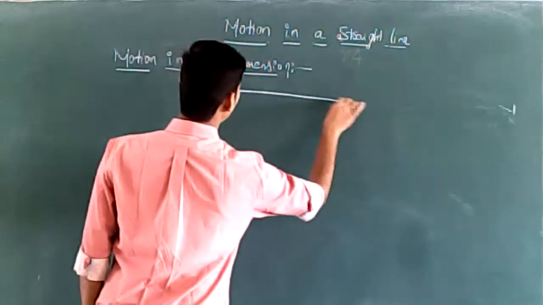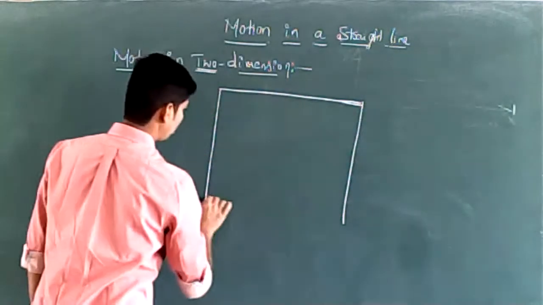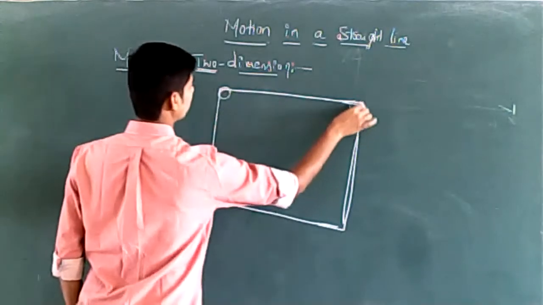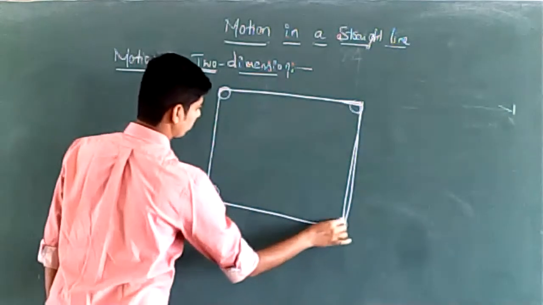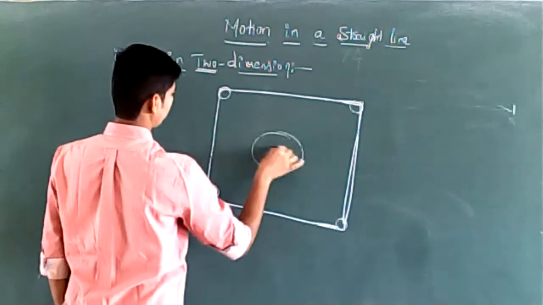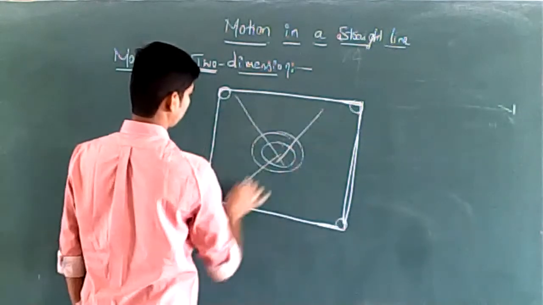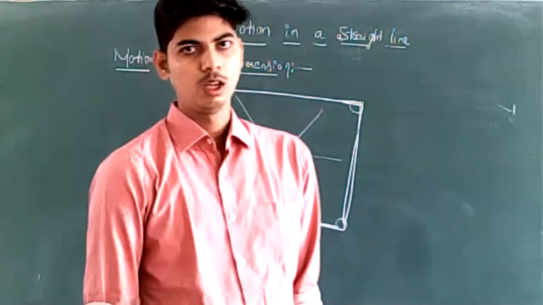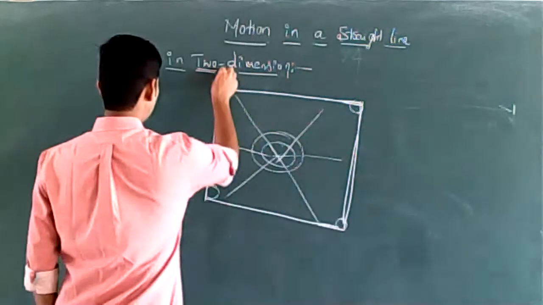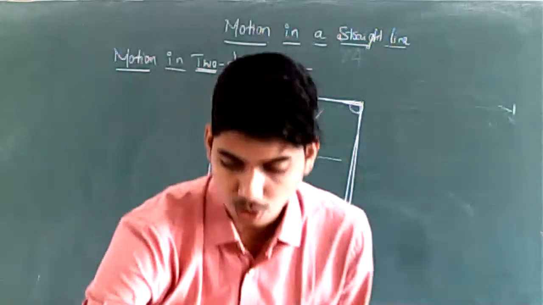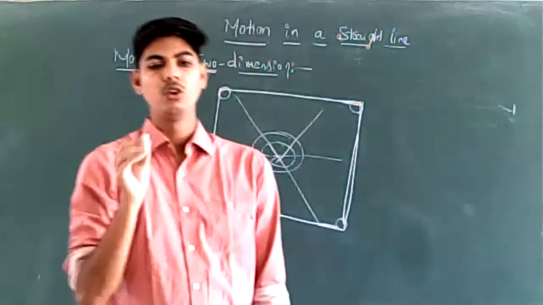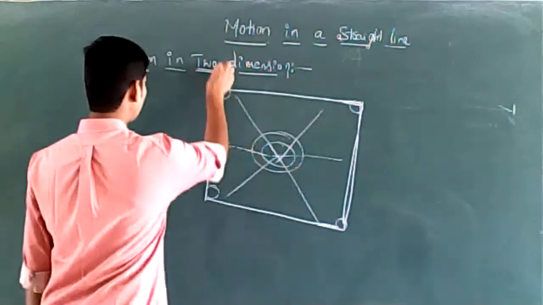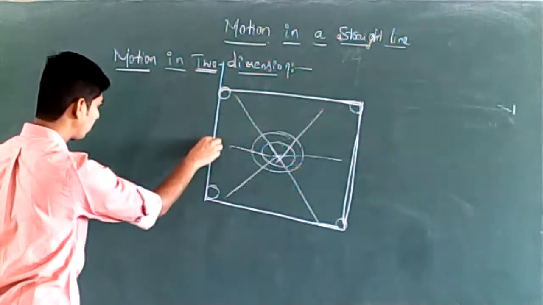Suppose this is your carom board. This is the carom board. Okay. We'll consider this as, in order to describe motion of any object, we need to fix a coordinate system. We call it as the frame of reference. So we'll fix the coordinate system here.